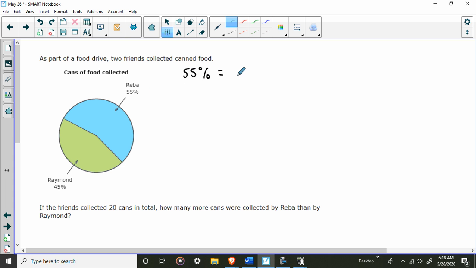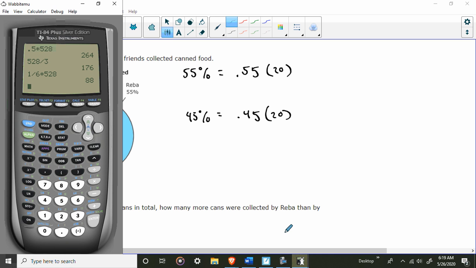Well, 55, first of all, can we work with this like this? No. It's 0.55. And 45 is equal to 0.45. So 0.55 times 20 or 0.45 times 20. Okay, break out your calculator. 55 times 20. 45 times 20. Right. So 11 and 9.